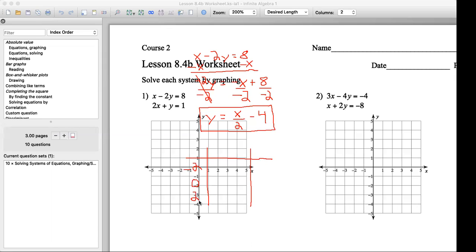Just so you know, you could pick negative 4, 0, 4. You're picking a number that's divisible by 2, so the fraction goes away. You could pick negative 6, 0, 6. Now notice this graph doesn't go to negative 6, so you got to be careful of what numbers you pick.